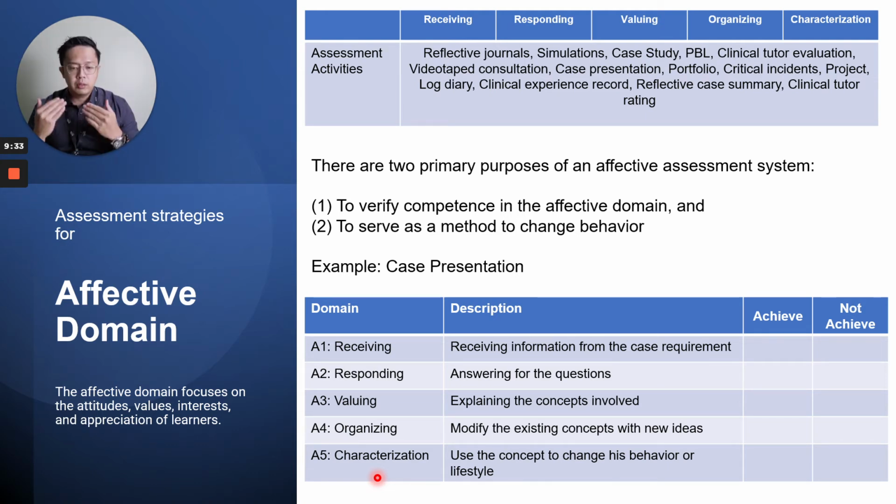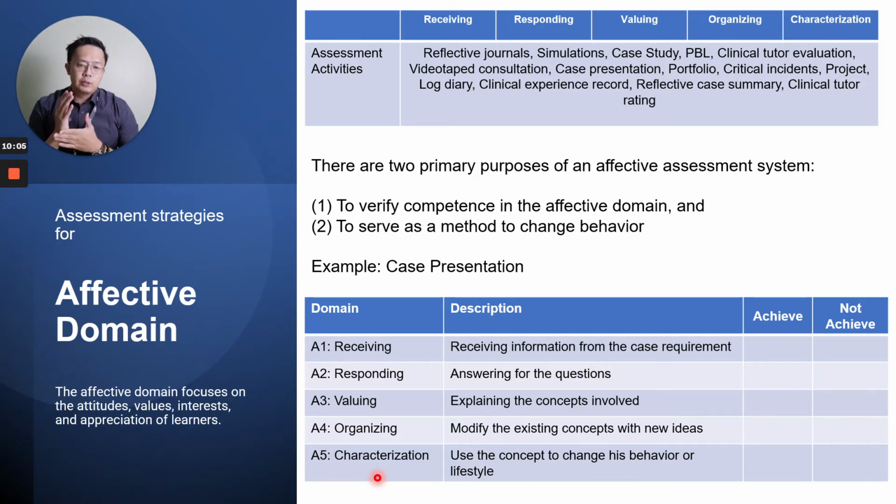You can also use the same assessment method to test at a higher level, for example, organizing: whether students are able to modify an existing concept into new ideas. Then you use a case presentation. When a student presents, you will see whether they are able to present the new idea based on an existing concept. So this again shows that in the affective domain, you can use one assessment method to measure at different domain levels.